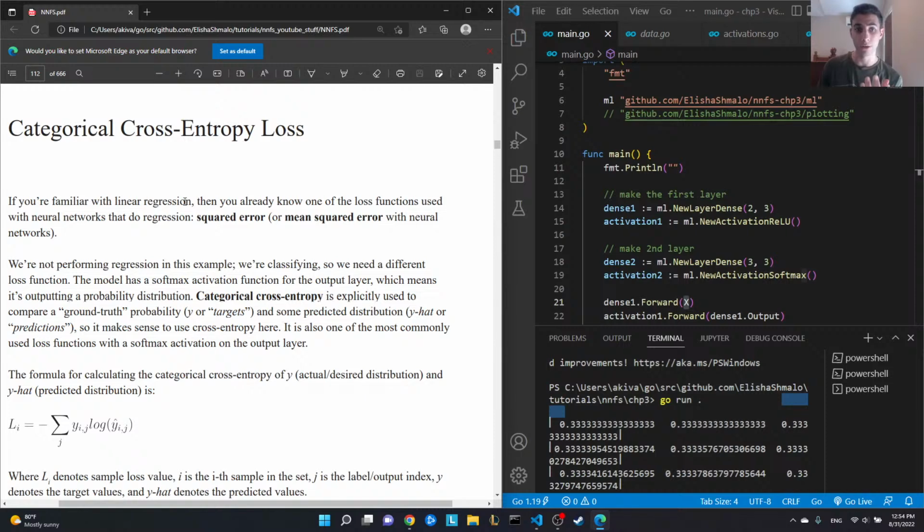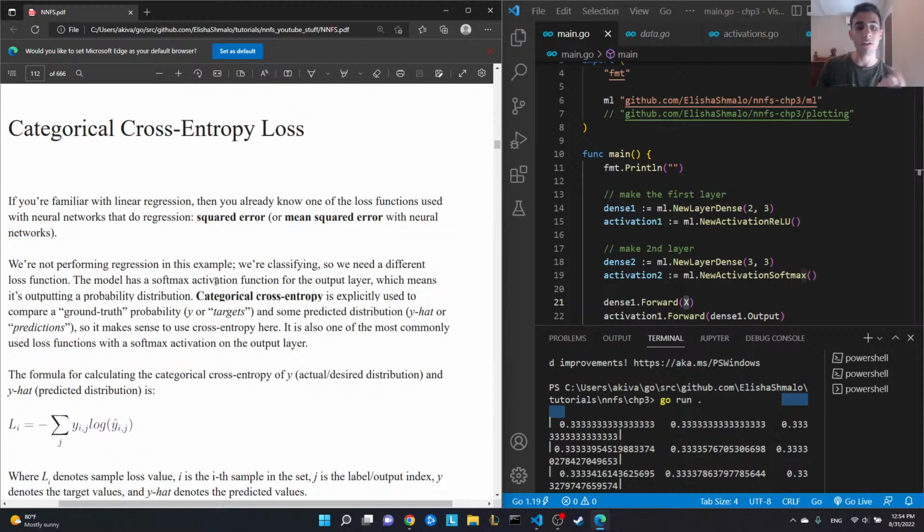If you're familiar with linear regression, then you already know one of the loss functions used with neural networks that do regression: squared error, or mean squared error. This is a kind of loss, very similar but not the same, that is good for linear regression. It's good for linear problems. But for classification nonlinear problems, you really need something else, and categorical cross entropy is the most commonly used one. We're not performing regression, okay, fine, so therefore we're going to use categorical cross entropy.